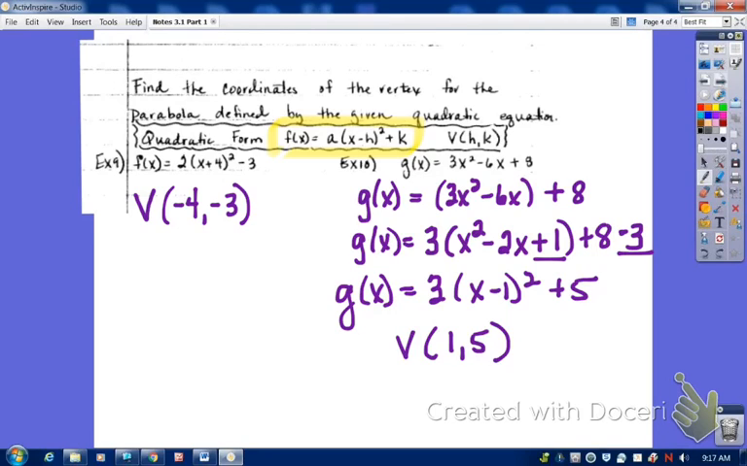Y'all have not done that before. Okay, you usually add on the left and then you add on the right. But if you add on the right, then you have to subtract on the right. If you subtract on the right, you have to add on the right. Always do the opposite when you're balancing.